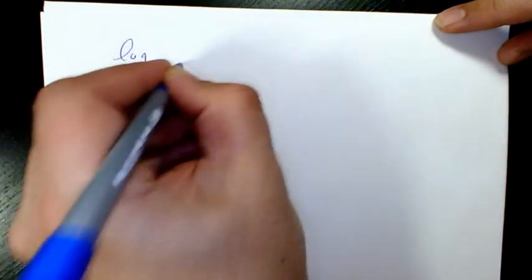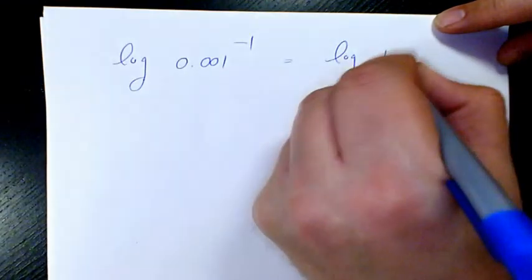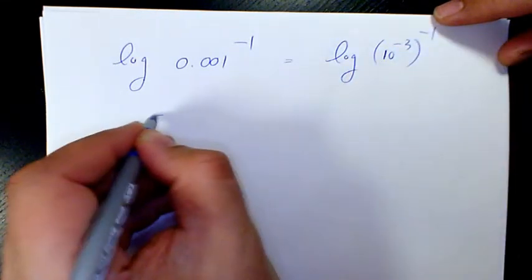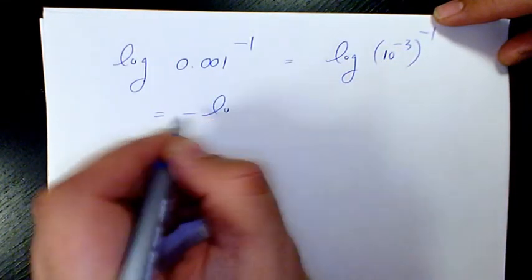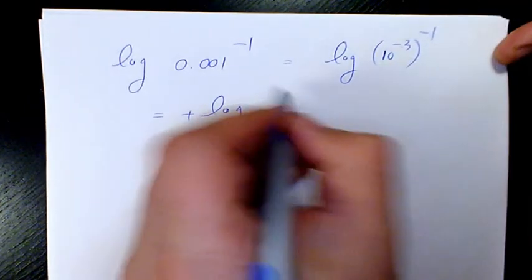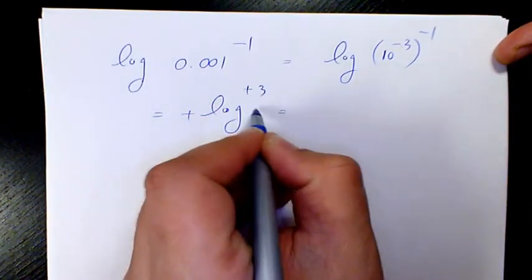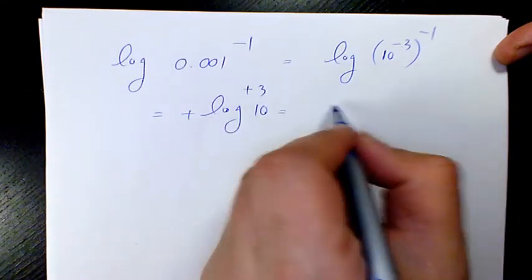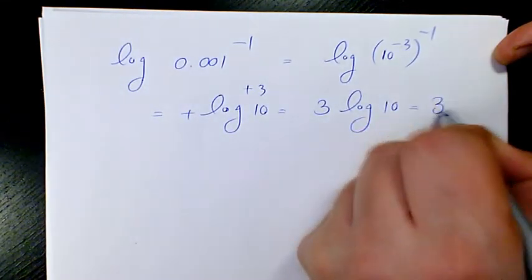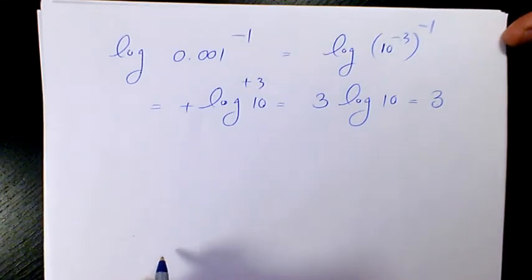Next example, log 0.001 to the power of negative 1. You're going to write it as log 10 to the power of negative 3 to the power of negative 1, which is going to be log 10 to the power of negative 3 times negative 1, which is positive 3. So we can have 3 times log 10, which is going to be 3.